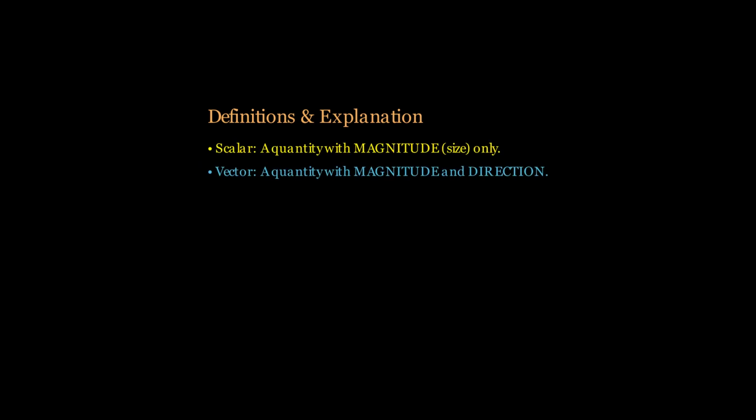First, let's look at definitions. A scalar is a physical quantity that has magnitude or size only. In contrast, a vector is a quantity that has both magnitude and direction.